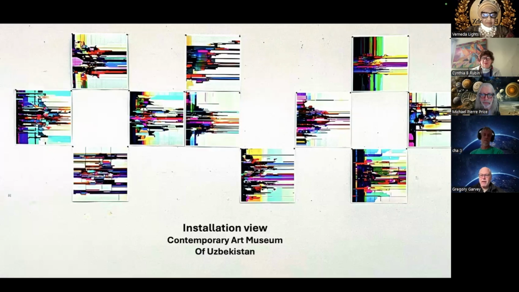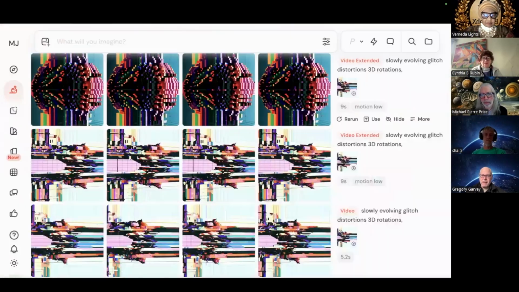And this is my artwork designed to lead the eye in unexpected ways through gaps in a predictable grid arrangement in the exhibit. And then I created a video, and I used a very simple prompt, slowly evolving glitch distortion 3D rotations based on the generated images.